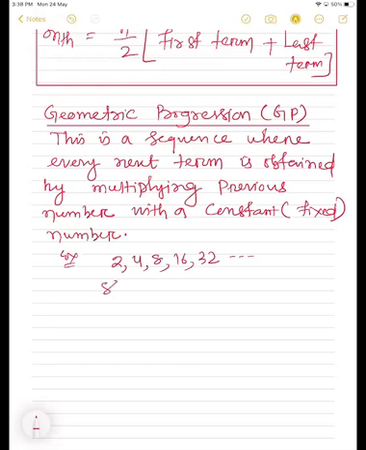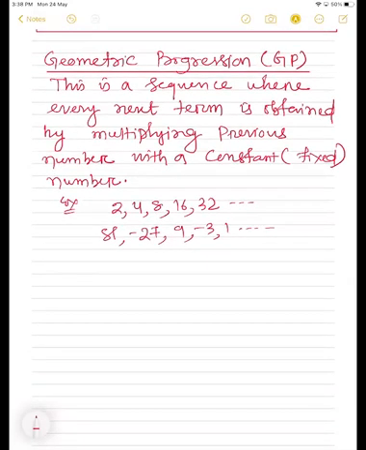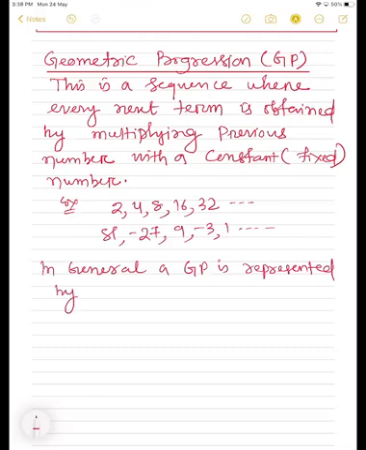It can also go backwards. Let's say 81, then I multiplied by -3, how much, -27, then 9, then -3, then 1. It can be also, okay? So in general form what can we write, right? In general, a GP is represented by a, ar, ar square, dot dot, ar to the power n minus 1.